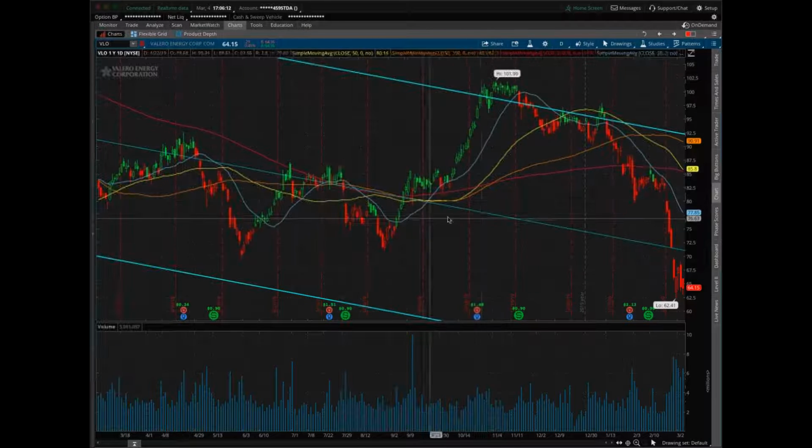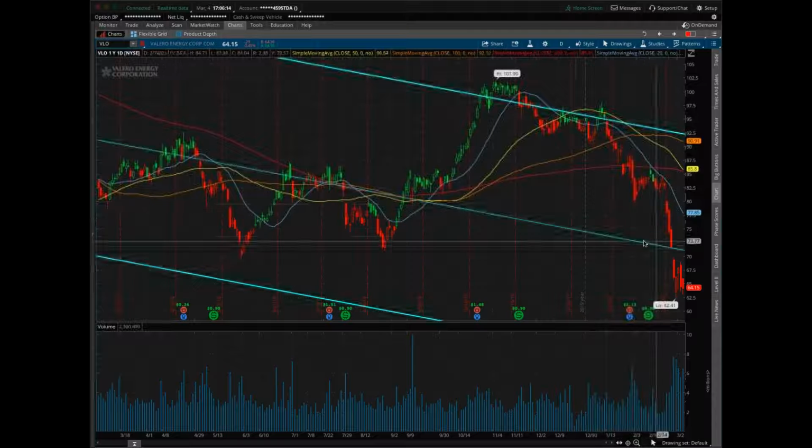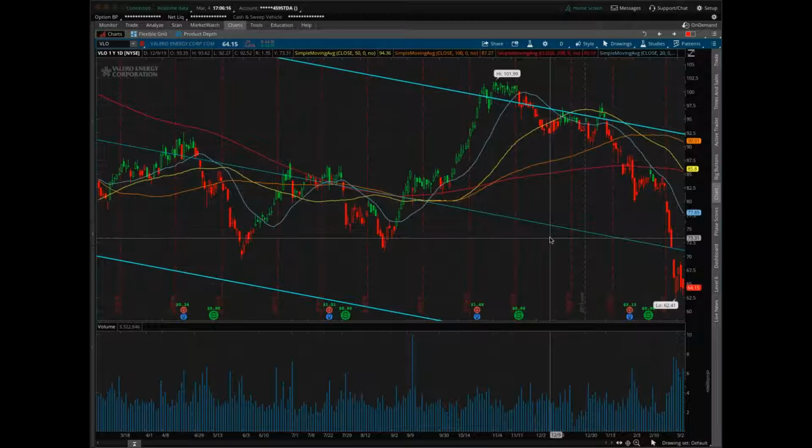And we know that also because we're in a downtrend. Okay. So when we are below our moving averages, that tells us we're very weak.